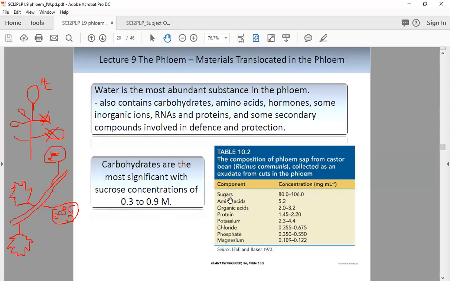Anyway, here we go. Table 10.2, composition of phloem sap from castor bean. Sugars are present in by far the highest concentration, then amino acids, organic acids, a little bit of protein, and a bit of potassium, chloride, phosphate, and magnesium. So that gives us a really good overview there.